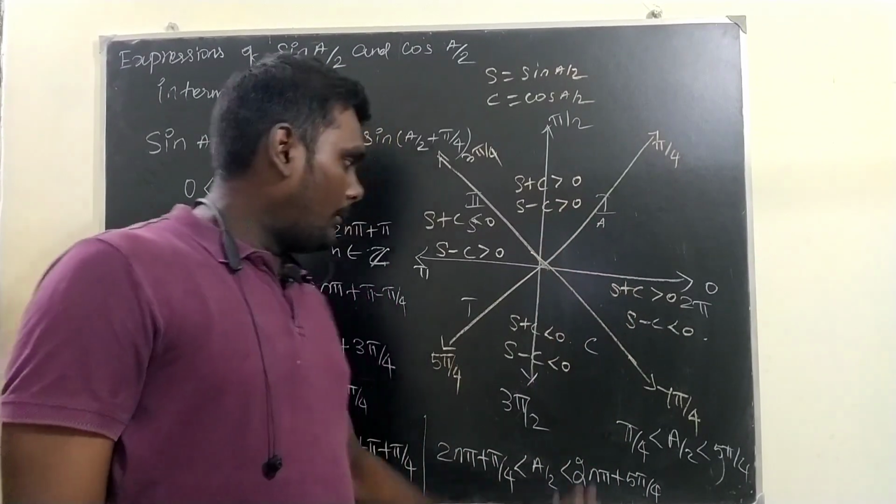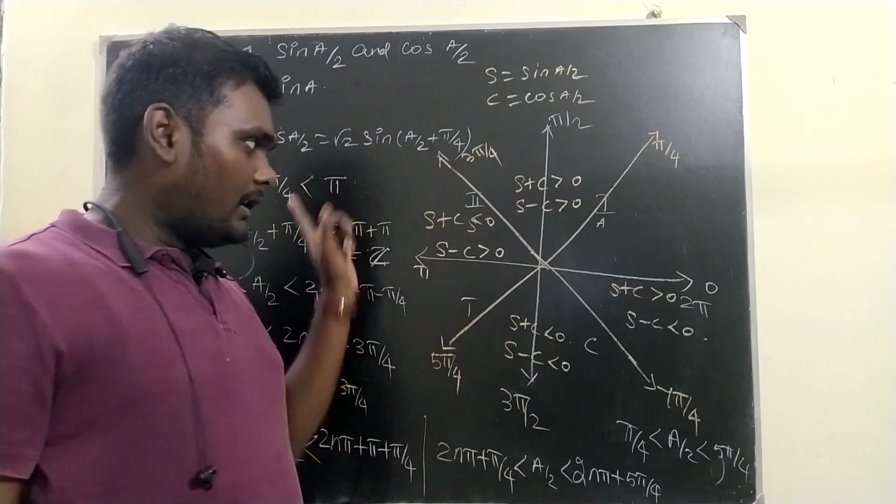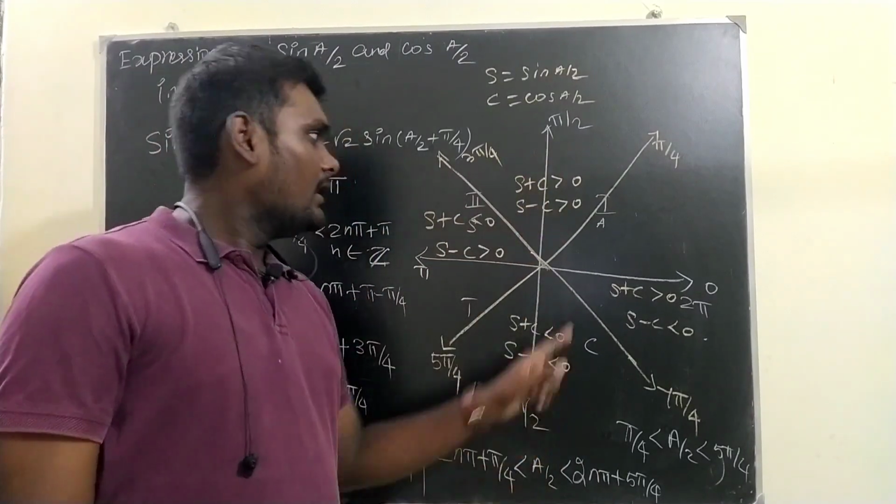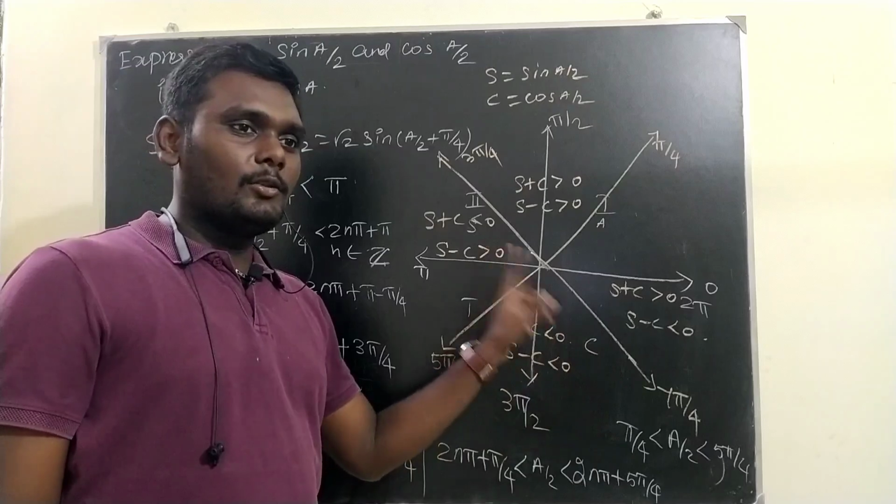Okay. Copy this entire thing, write everything, draw this diagram. If possible, draw these two lines in two different colors.